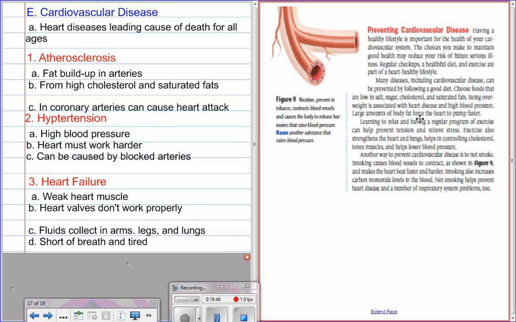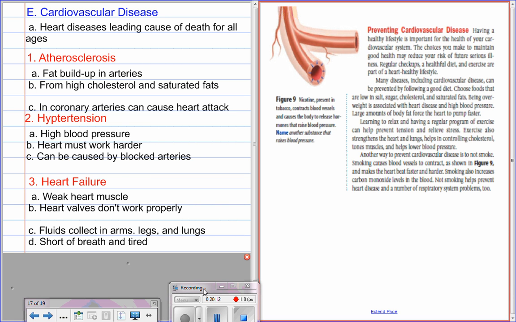Okay, so this diagram is kind of hard to see, but you see this pink part here is the normal size of the artery. And when you smoke, it causes them to contract, so it's less. Okay, so there's not as much space for the same amount of blood to go through, and therefore the pressure is higher inside of it.